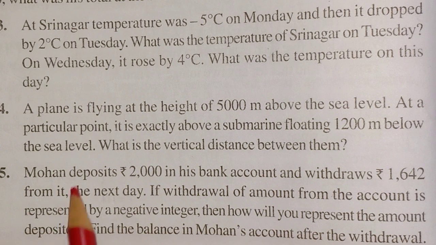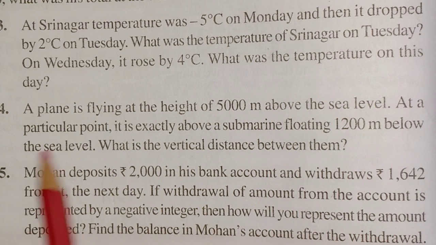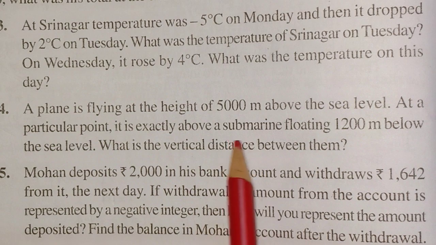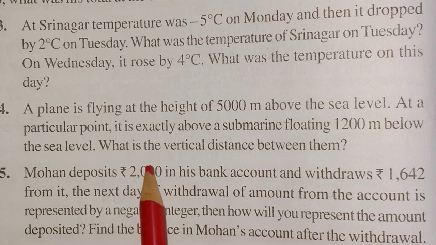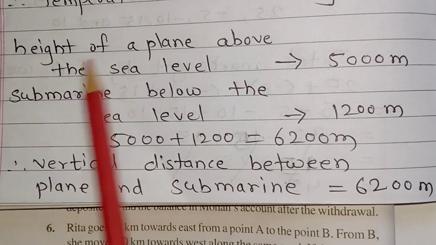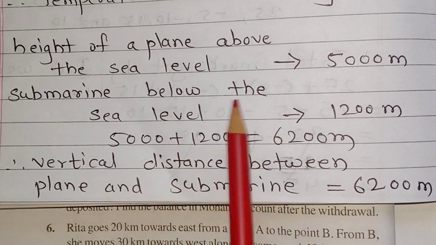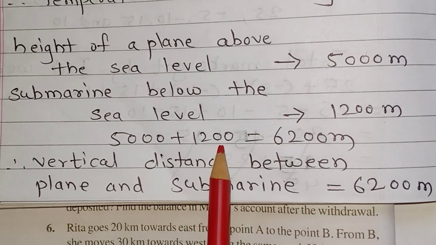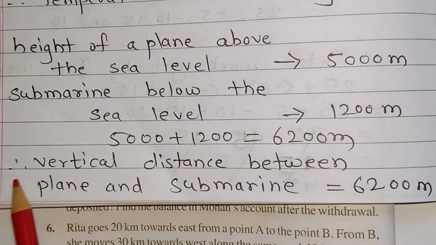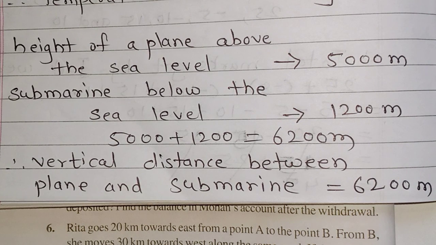Question number 4. A plane is flying at the height of 5000 meters above the sea level at a particular point. It is exactly above a submarine floating 1200 meters below the sea level. What is the vertical distance between them? Let's solve. Height of a plane above the sea level is 5000 meters. Submarine below the sea level is 1200 meters. So 5000 plus 1200 gives 6200 meters. Therefore, vertical distance between plane and submarine is 6200 meters.